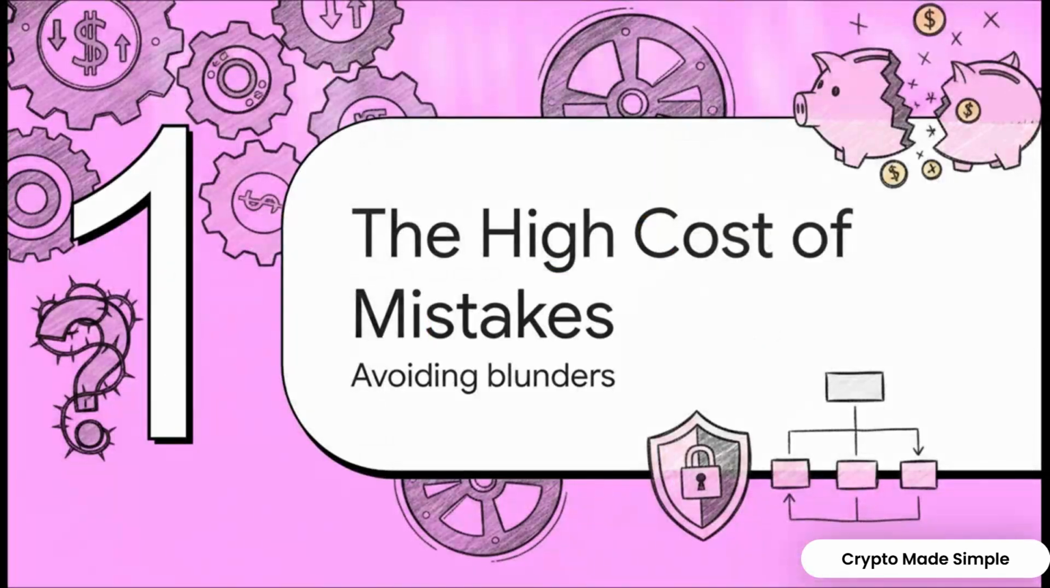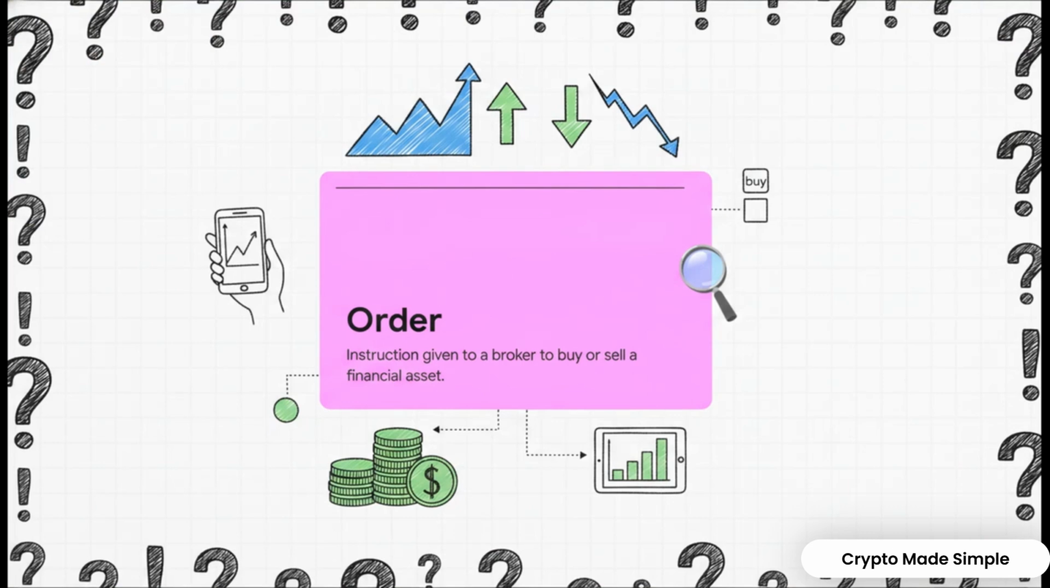Okay, part one, the high cost of mistakes. To avoid those massive blunders, we first have to understand the basic mechanics of how we actually interact with the financial markets. So, what exactly is an order? Simply put, it's an instruction given to a broker or trading platform to buy or sell an asset. But here is the real secret. Choosing the right order type dictates the exact price and the specific conditions of your trade execution. You aren't just broadly saying buy, you're telling the market exactly how and exactly when to buy for you.